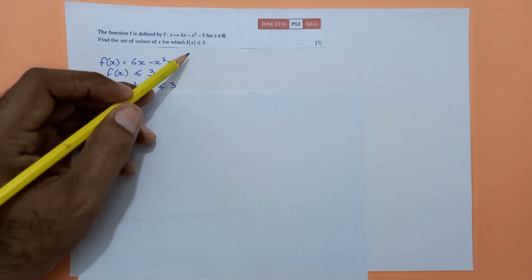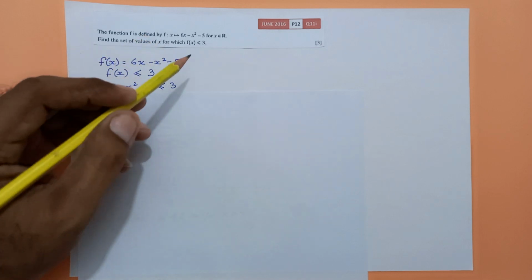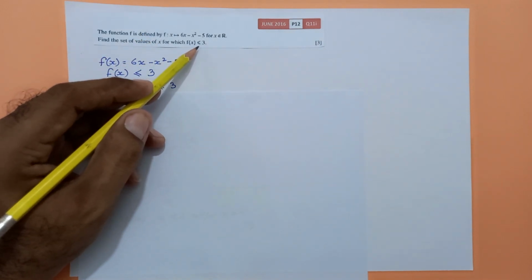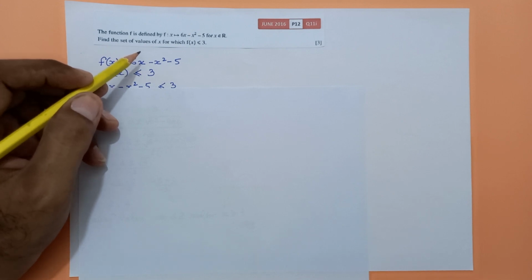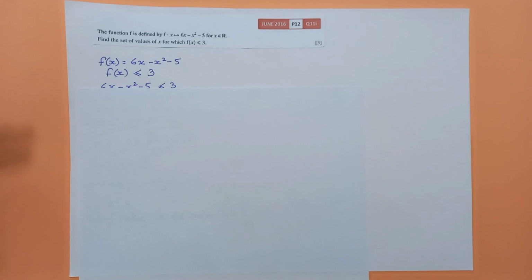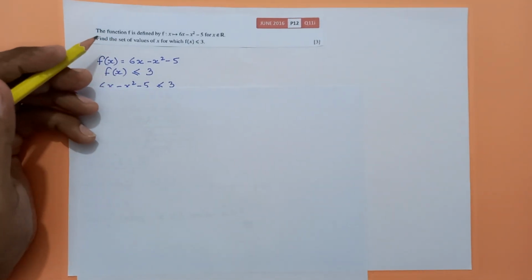So basically it is an inequality. That is why they have used the words "set of values", because if it had been an equality, they would have used the words "find the solution". Because it is an inequality, you won't get a single answer, you will get a set of values. That means something greater than something or something less than something.